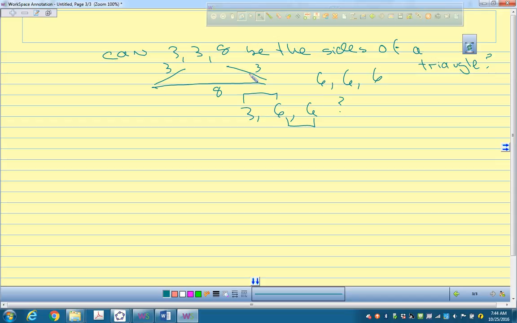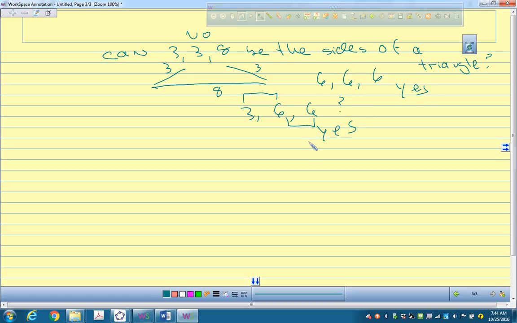Because sometimes it will work, like over here, 8 plus 3 is bigger than 3, right? And 3 plus 8 is bigger than 3. But 3 plus 3 is not bigger than 8, right? So that does not work. Okay, so no for this. So this is no, this is yes, and this is yes.